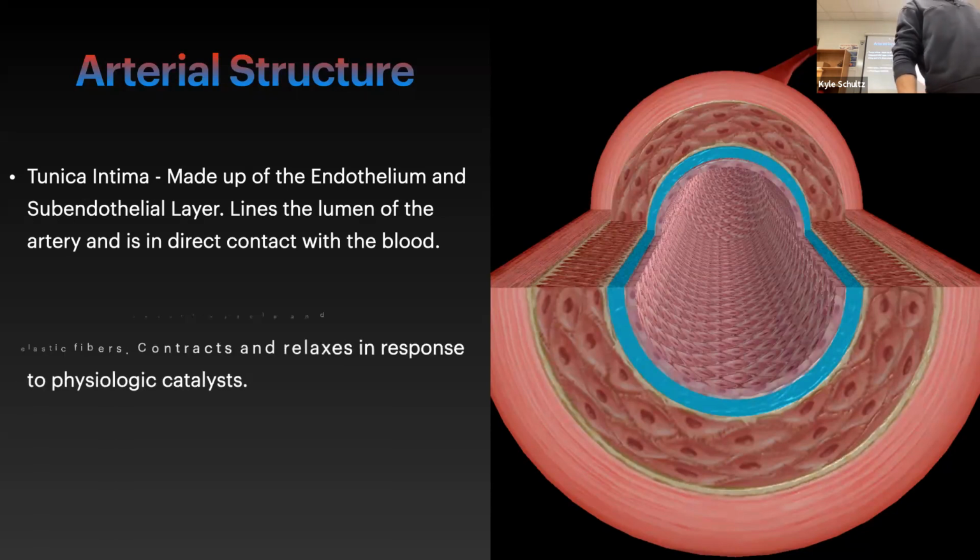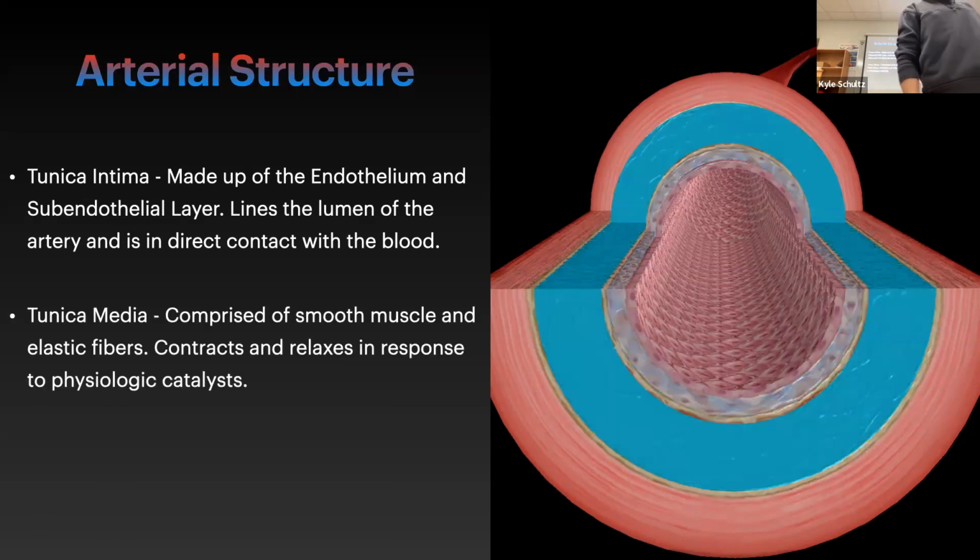Next one is going to be the tunica media, highlighted on the screen. This is comprised of smooth muscle and elastic fibers, and this is what contracts and relaxes in response to the physiologic catalysts of whatever we give.